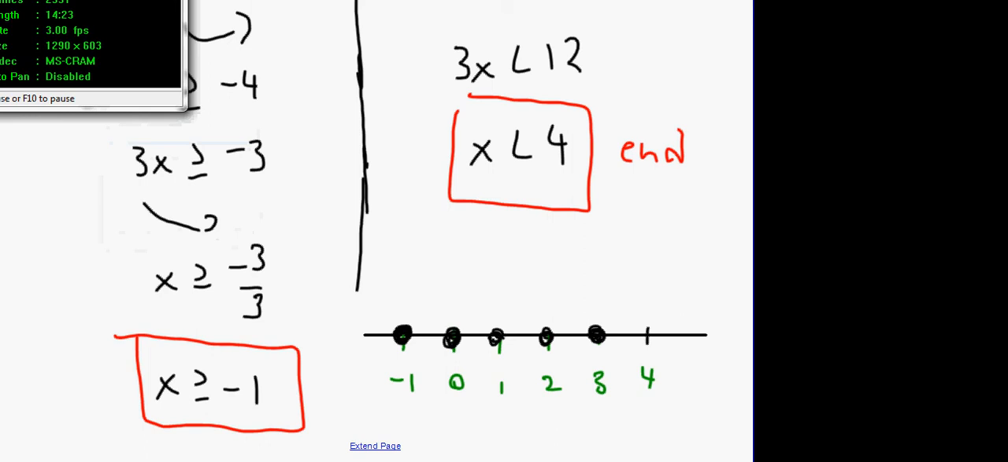I was asked about x element z. X element z means that minus numbers are included, but decimals and fractions aren't. Hence why the parts in between the points aren't shaded in. Okay?